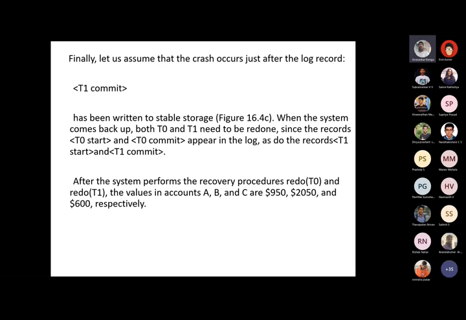So by using this log-based recovery system, you will be able to recover a system even if there is any transaction failure. So this is about the log-based recovery system.